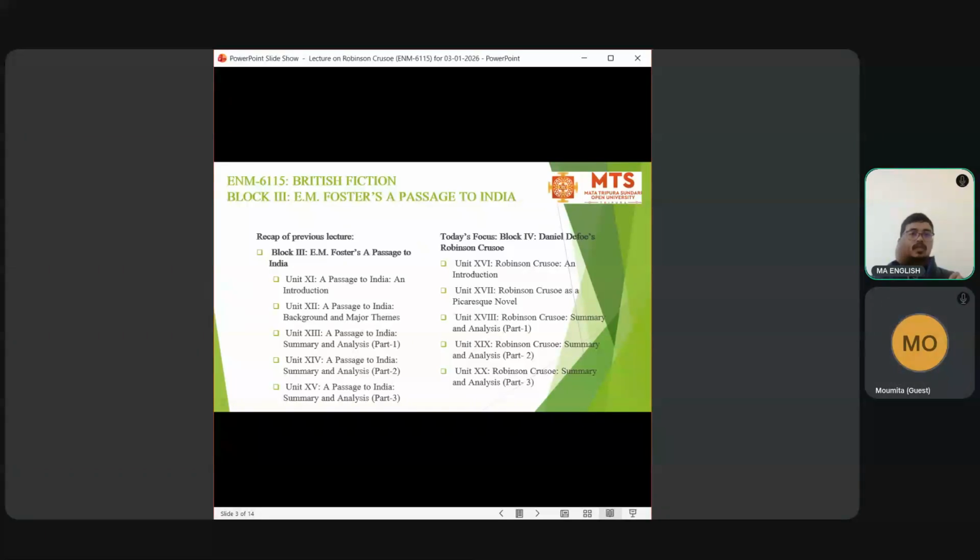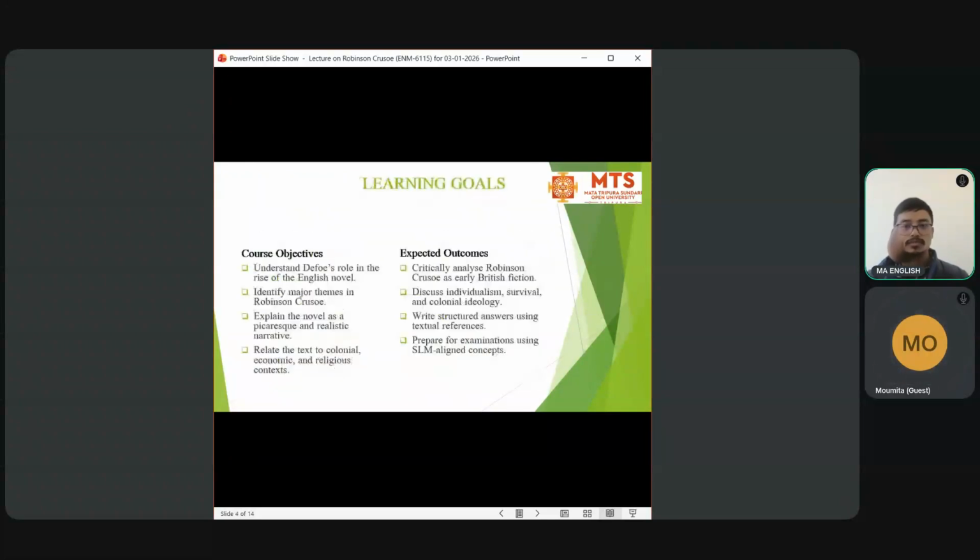Okay, so you can see Unit 16 gives you a general introduction to the novel, right? And Unit 17 deals with Robinson Crusoe as a novel or narrative, right? And Units 18, 19, and 20 deal with summary and analysis of the novel in three parts, right? We shall discuss them critically and broadly later in the lecture. So before that, let's move on to learning goals.